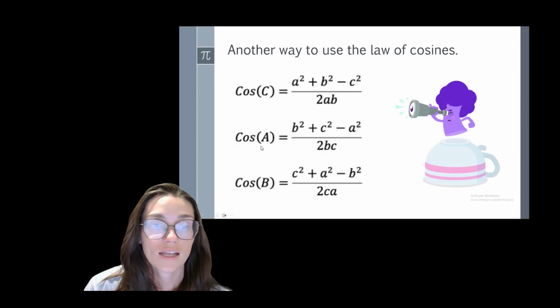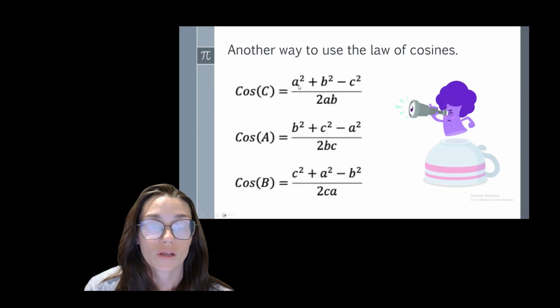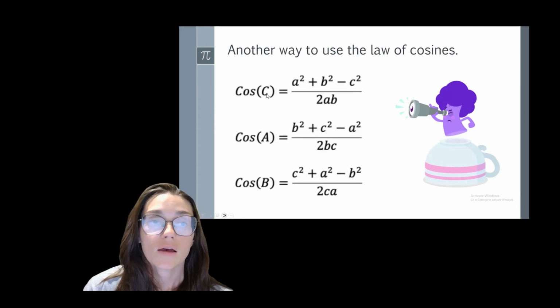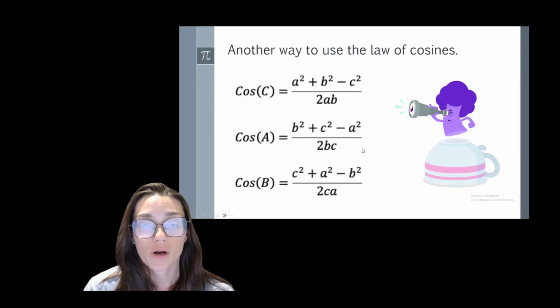In this case, you're trying to find A, so you do B plus C, and then you will subtract the side that you are looking for the angle for. So we are not looking for the angle A or angle B. A plus B minus, we are looking for angle C, so minus C. So that's a good way to remember these equations.